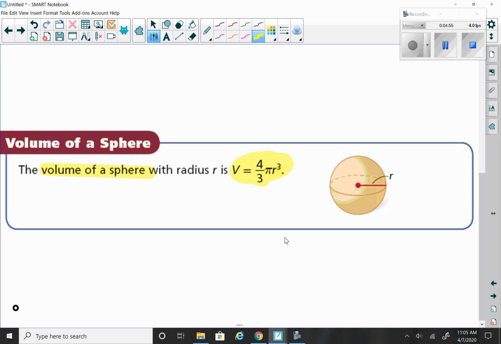I guess cubed makes sense, to the third power. We're in three-dimensional space. And now once you've got that copied down, we're going to do a few practice problems with spheres.